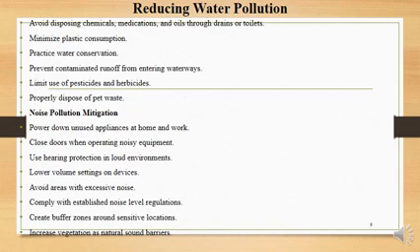How do we reduce noise pollution? Power down or use appliances at home and work, close doors when operating in noisy environments, use hearing protection in loud environments, lower volume settings on devices, avoid areas with excessive noise, comply with established noise legal regulations, create buffer zones around sensitive locations, then increase vegetation as a natural sound barrier.